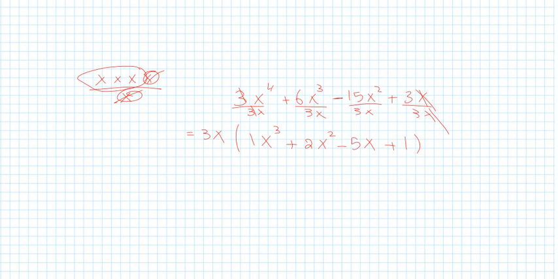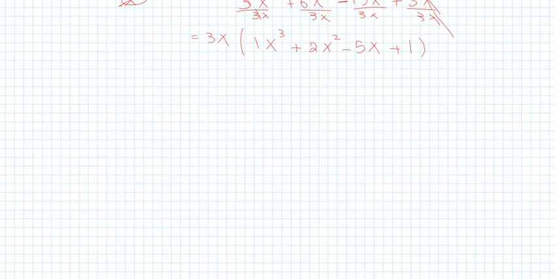Now, something else that you need to remember is expanding, which is FOIL, and expanding vertex form. So let's do a couple of examples. If you have (2x minus 1)(x plus 2), you expand that.